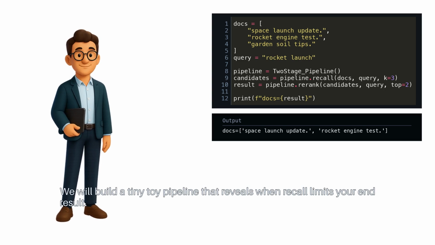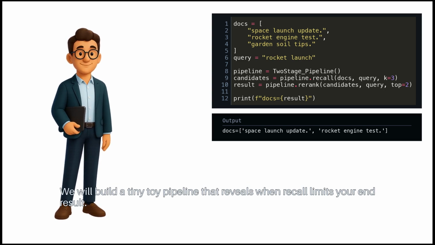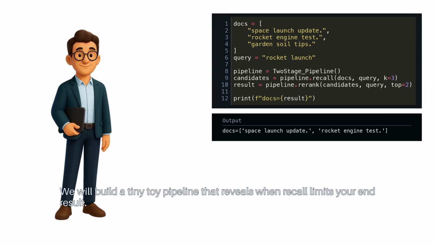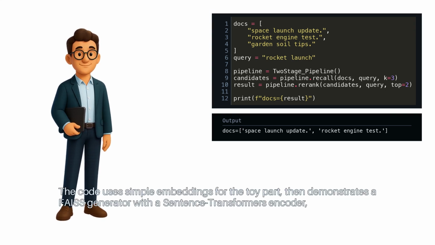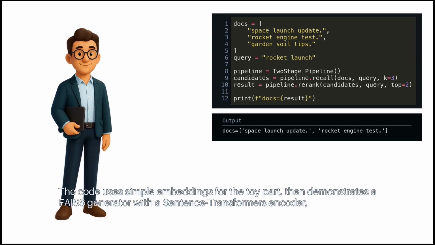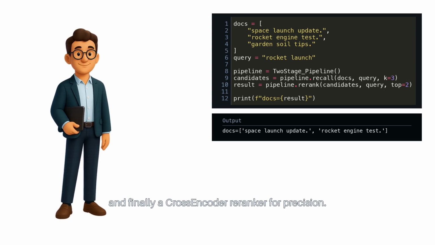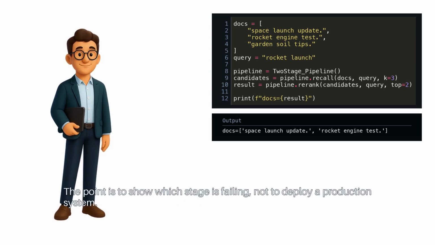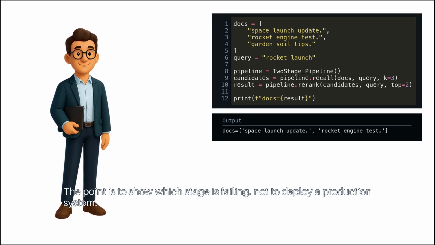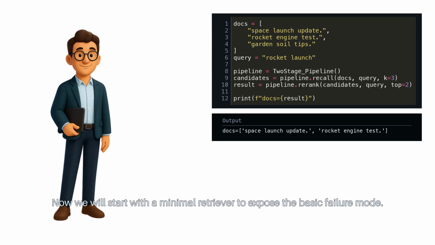We will build a tiny toy pipeline that reveals when recall limits your end result. The code uses simple embeddings for the toy part, then demonstrates a FAISS generator with a sentence transformers encoder, and finally, a CrossEncoder re-ranker for precision. The point is to show which stage is failing, not to deploy a production system. Now we will start with a minimal retriever to expose the basic failure mode.